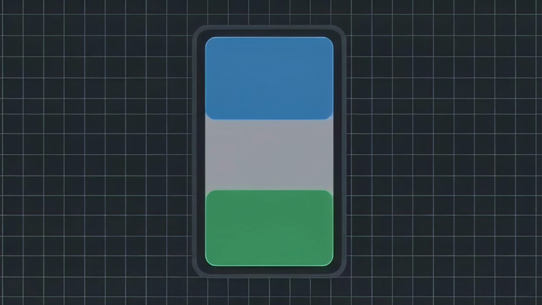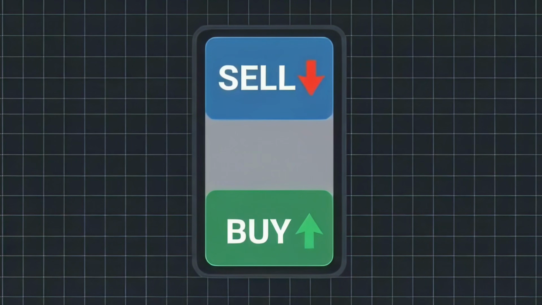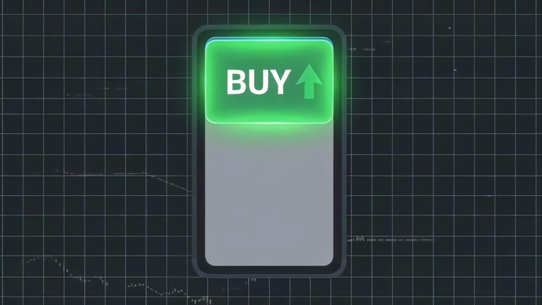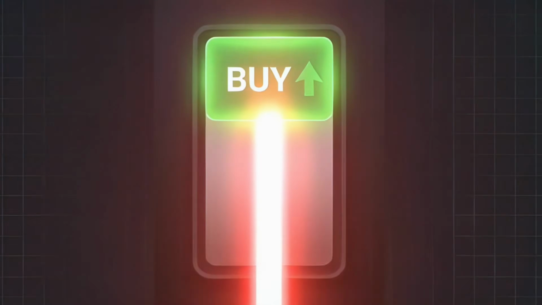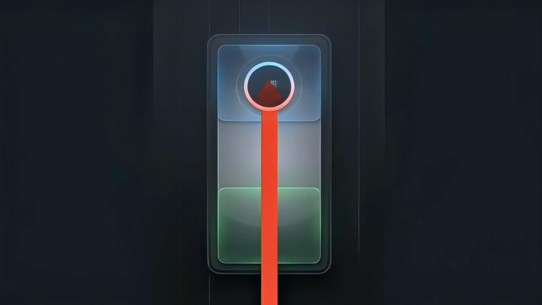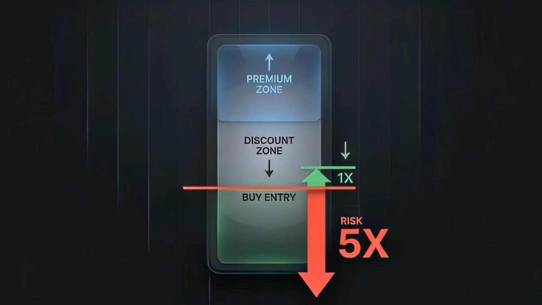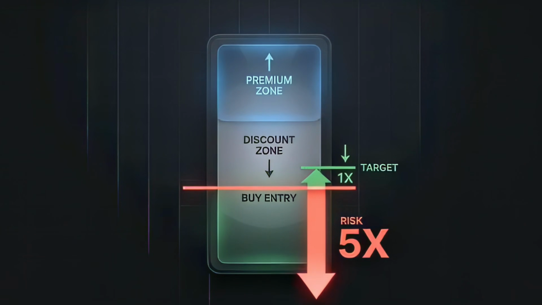You want to be buying in the discount zone, where price is cheap relative to the range, and selling in the premium zone, where it is expensive. If you catch yourself buying up in the premium zone, you are paying top dollar, and your stop has to be enormous, which is exactly how people end up with terrible reward for their risk without ever understanding why.